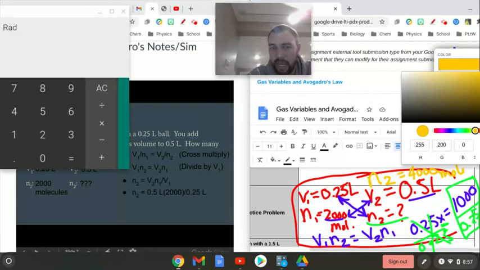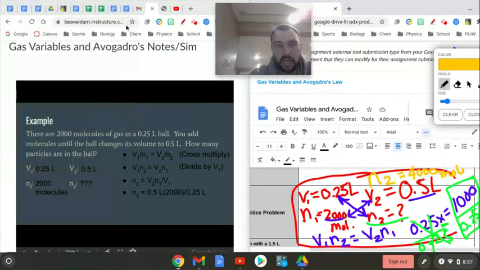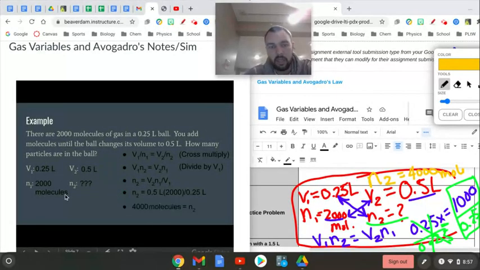Now I'm just going to do a quick check to make sure that that makes sense. If I go back and reread the story, what happened is I had some molecules in a ball and I added molecules. So I should get an answer bigger than 2,000. 4,000 is bigger than 2,000, so that makes sense. Do I expect the number of molecules to go up? I do, and so then I get 4,000 molecules, our N2.